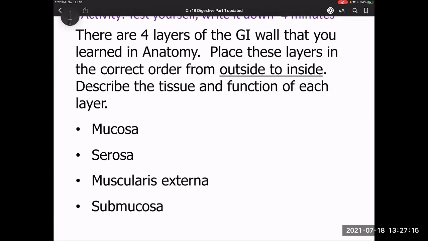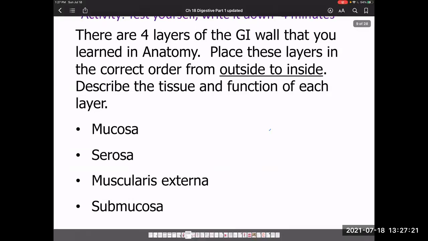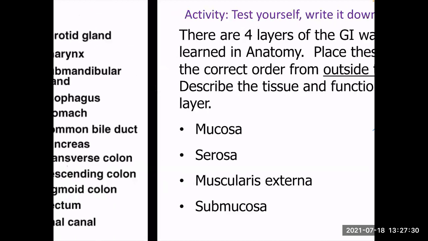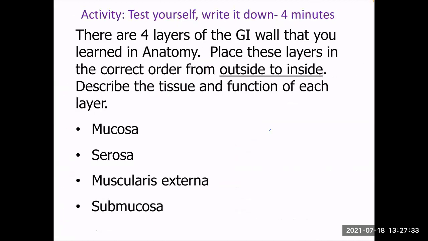I want you to pause this video and write down these 4 layers of the GI wall. Okay, so what are the 4 layers in the correct order from outside moving in towards the lumen? Okay, I want you to also describe the type of tissue and the function for each of these layers. Okay, pause the video.